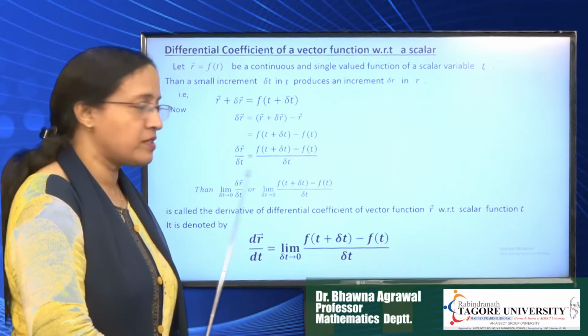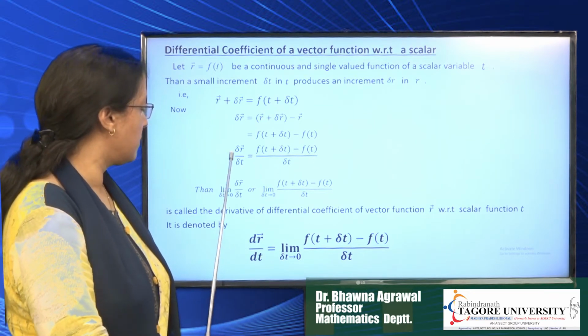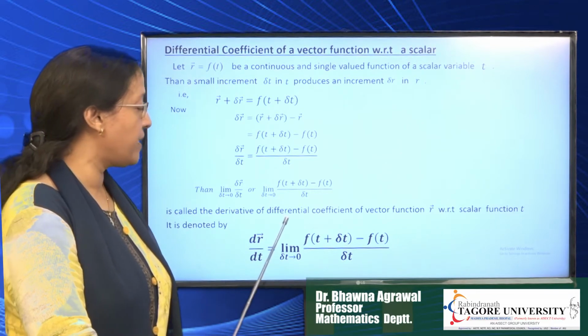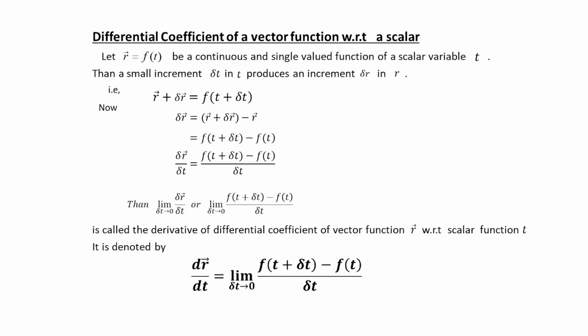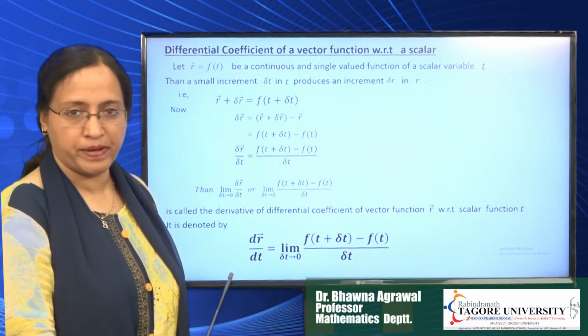Now dividing both sides by del t and taking the limit on both sides, this gives the result, which is called the derivative or differential coefficient of vector function r with respect to scalar t, and it is denoted by this.